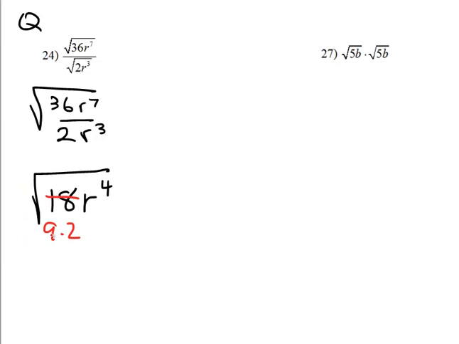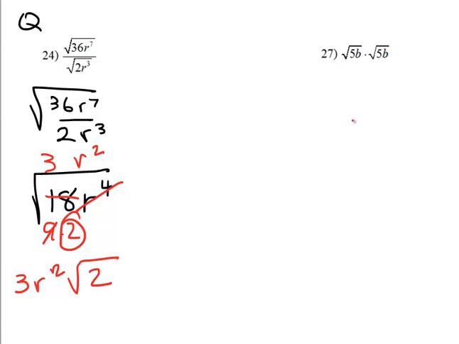And again, I'm going to do this, and this is the same as 9 times 2. So the square root of 9 is 3. Cross that out. The square root of 2 stays in there. The square root of R to the 4th, well, 2 goes into 4 2 times, so it's R to the 2nd, and that takes care of that. So on the outside, I have 3R to the 2nd. On the inside, I have square root of 2.